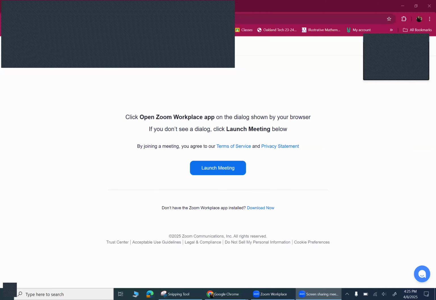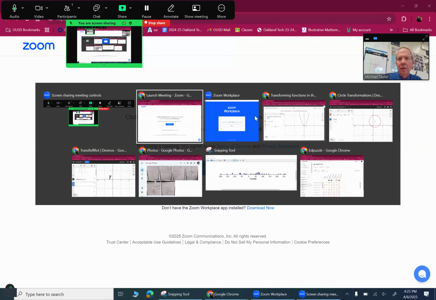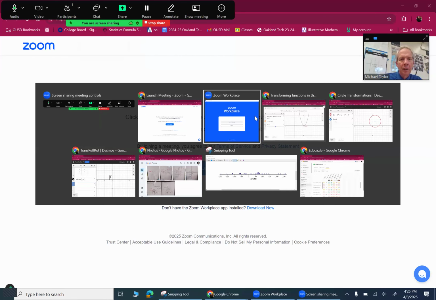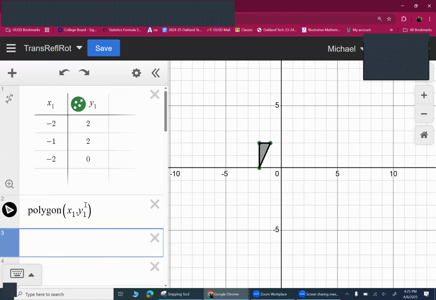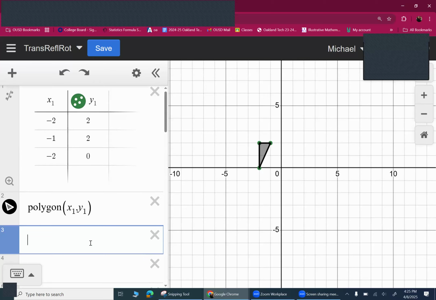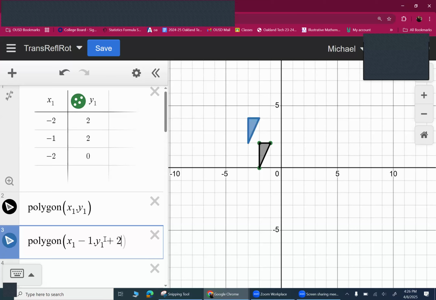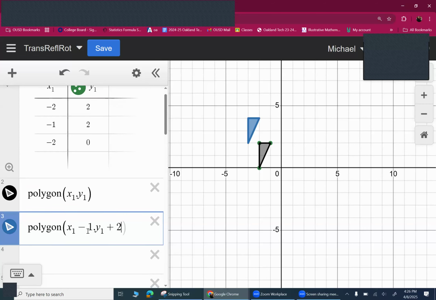Okay. So first of all, let me just review a couple of the rules. We've got a shape here. Up here, we've got the table that defines a shape. There's our polygon. We've done this. And we had a couple of rules. Generally, to move something, we can just take the x value, maybe add or subtract something onto it. So that is our general form for a translation.